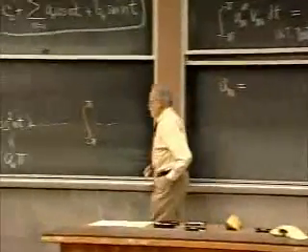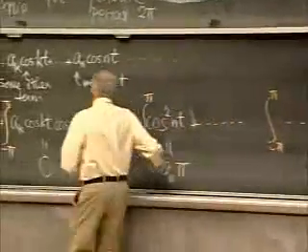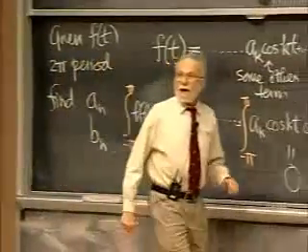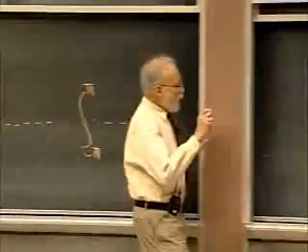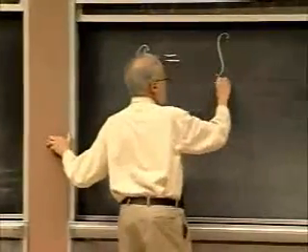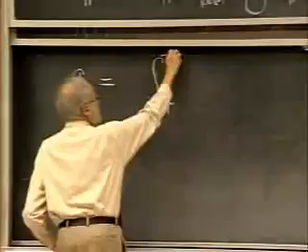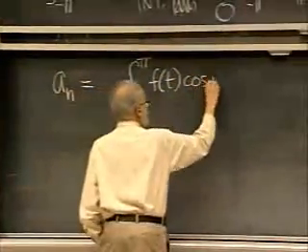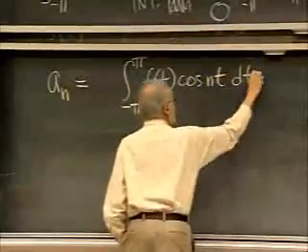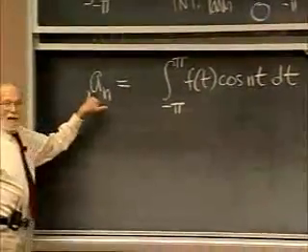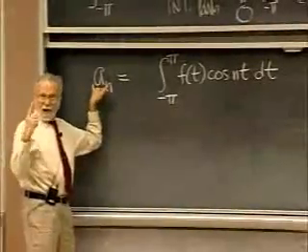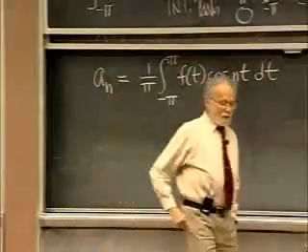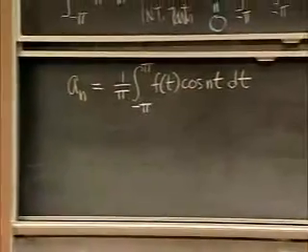What is a_n? a_n is, well, a_n times pi. All these terms are 0, and nothing is left but this left-hand side. And therefore, a_n times pi is the integral from negative pi to pi of f(t) cosine nt dt. But that's a_n times pi. Therefore, if I want just a_n, I have to divide it by pi. And that's the formula for the coefficient a_n.